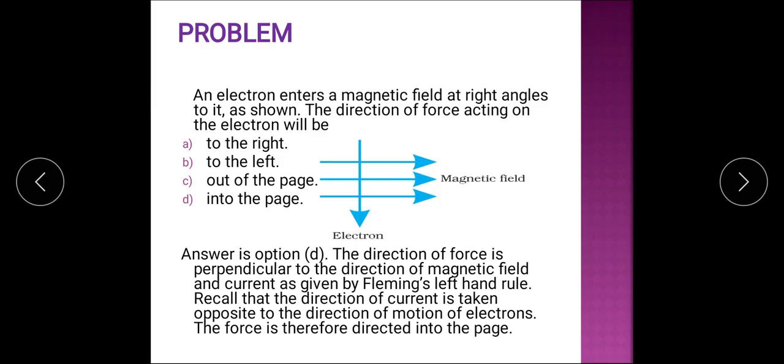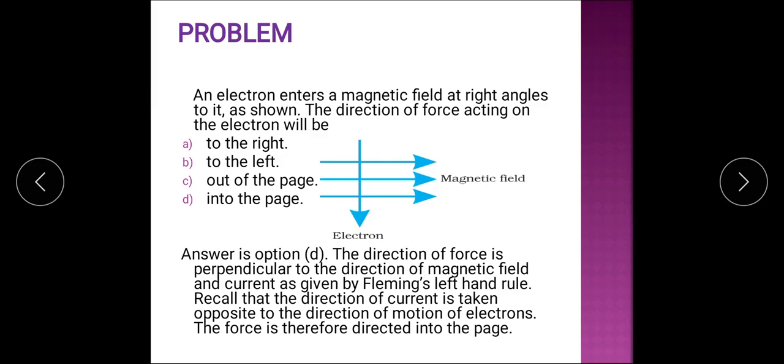You have to find the direction of force. Students, in electricity chapter we have learned that the conventional direction of current is opposite to the flow of electrons. So if this is the direction of electron, then the current will flow in opposite direction. Right students? If electrons are coming this way, then current will flow in the opposite direction.